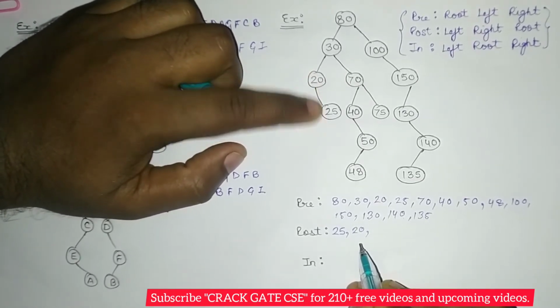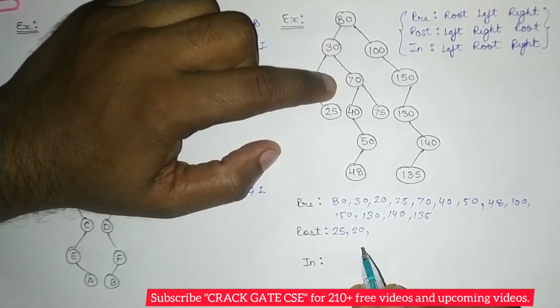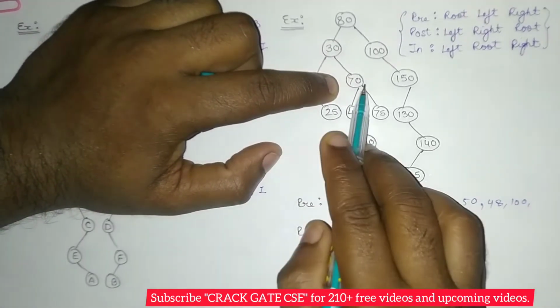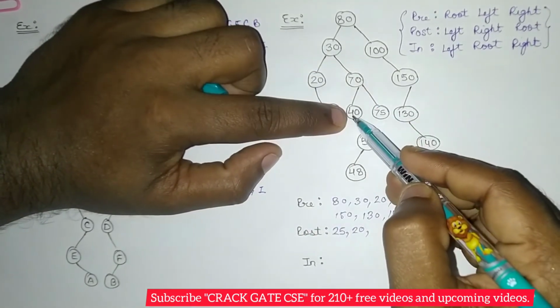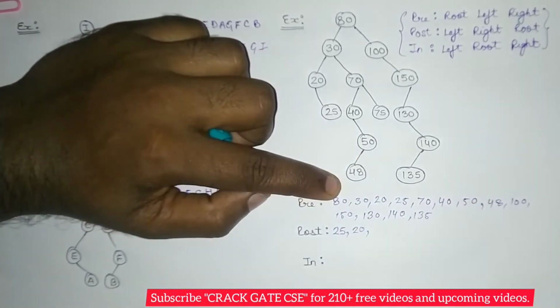So this time 20 and 30, that means left of 30 is done but right is remaining, so do not print 30 now, move on to the 70 first. 70, left is here, yes, move on to the left, left is here, no, move on to the right, left is here, yes, move on to the left.